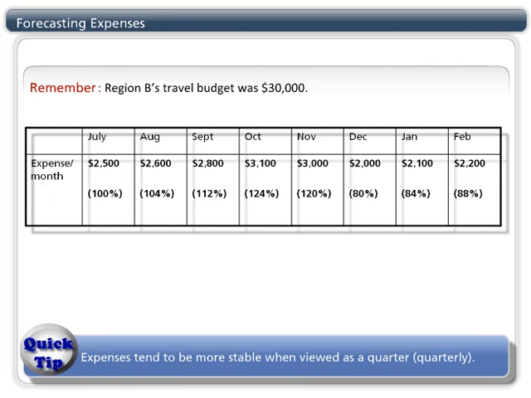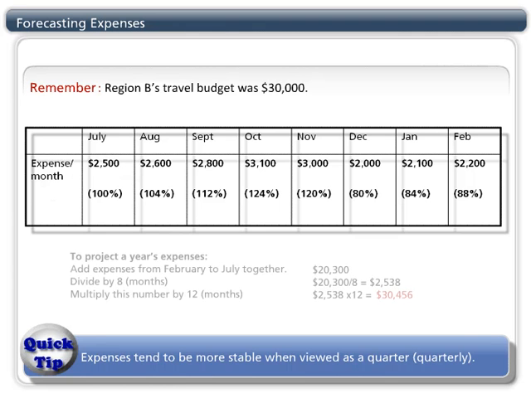Since these variations are seasonal rather than due to a trend in the need for travel, a better method is to project the expenses for a year using the current rate of expenditure. Since we have expenses for 8 months, to project the expense for 12 months, add the July through February expense to obtain the total expense for 8 months.